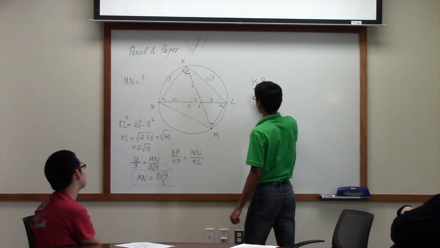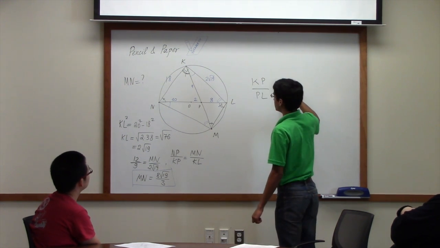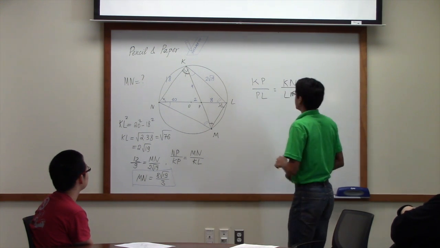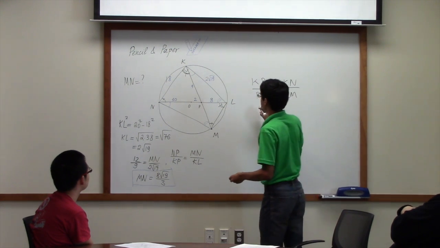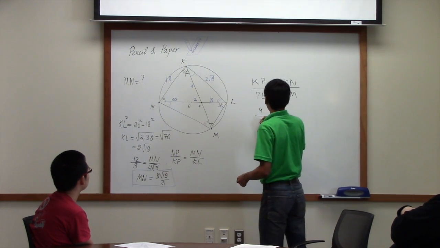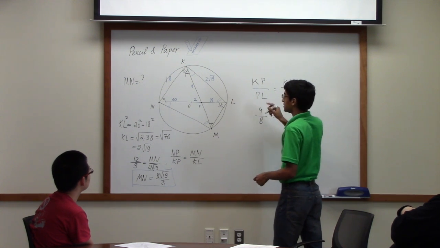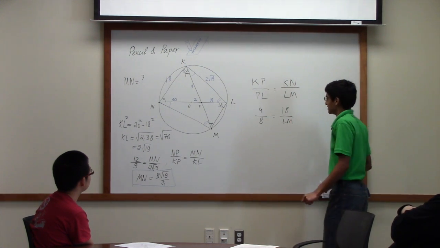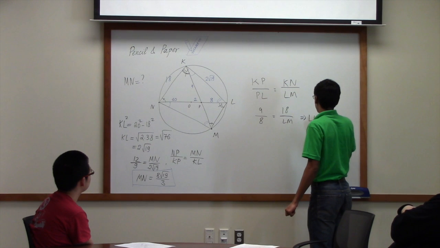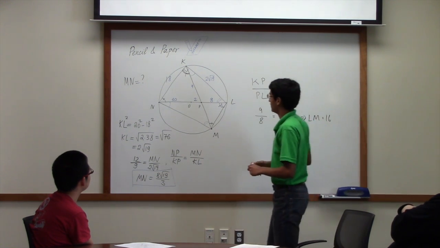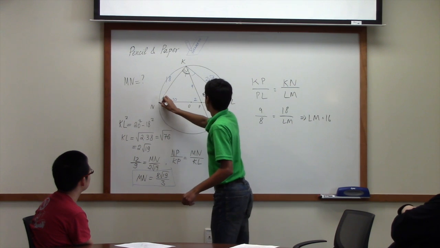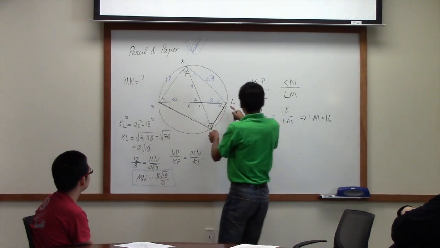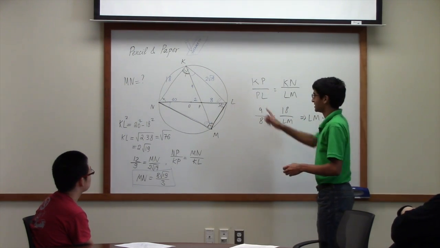KP to PL is equal to KN over LM. So if you plug in the numbers, KP is 9, PL is 8, KN is 18, and LM is, this is a much nicer ratio. It's clear that LM is 16, right? And then in this triangle now, it's also a right triangle because of the diameter. This is 20, this is 16, and it works out much more nicely. It's a 3, 4, 5 triangle.